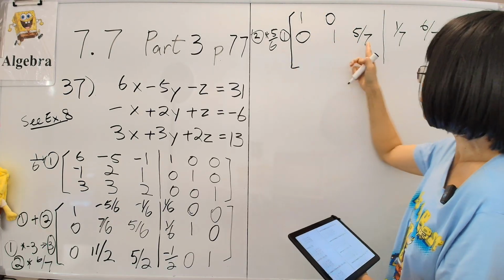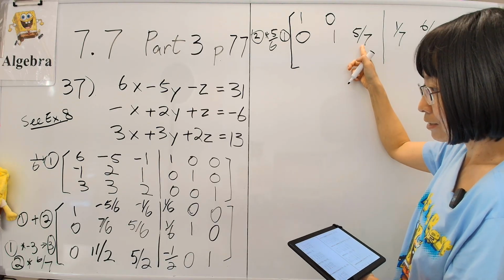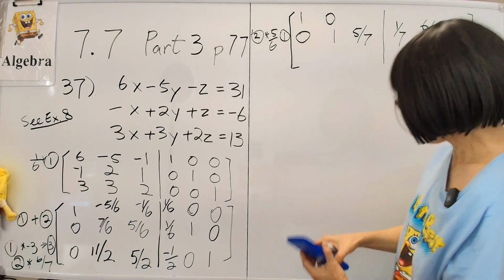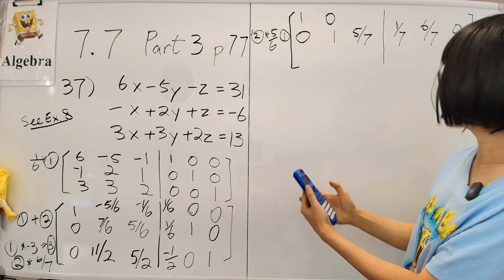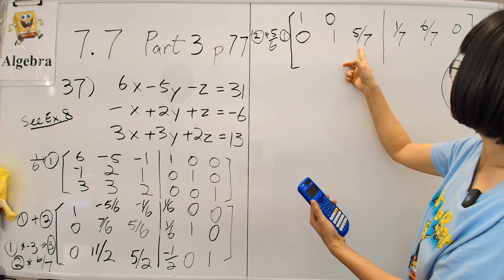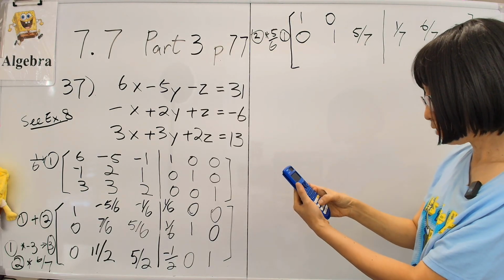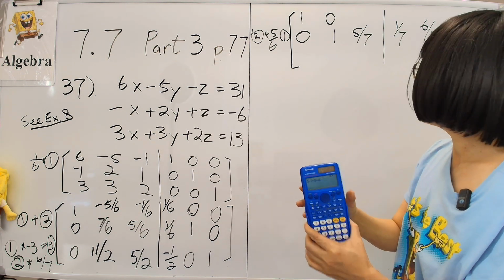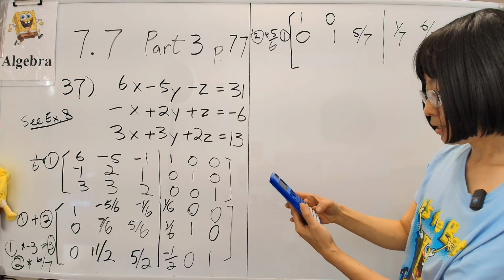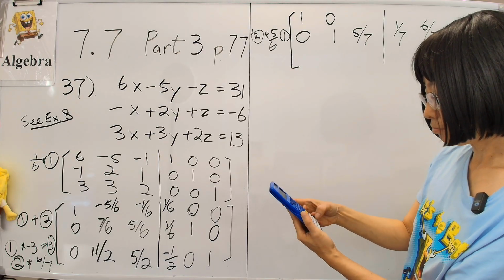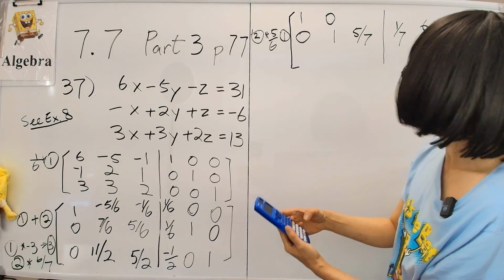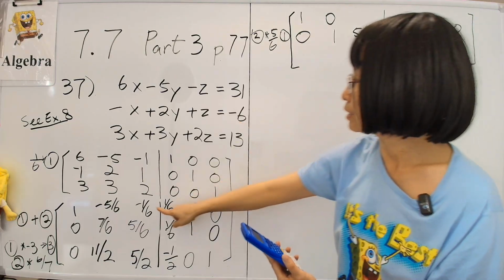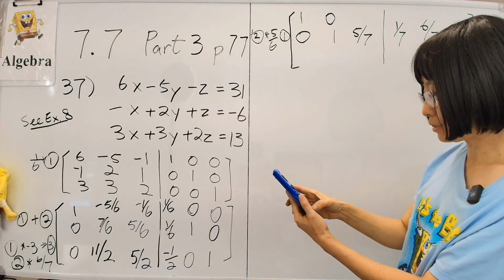And then next, row 2 times 5/6, added to row 1. Let's pull out the calculator to do that. Okay, let's see. So row 2 times 5/6, right? Yeah, okay. So we have 5/7 times 5/6. And then added to row 1, this third item, which is negative 1/6.